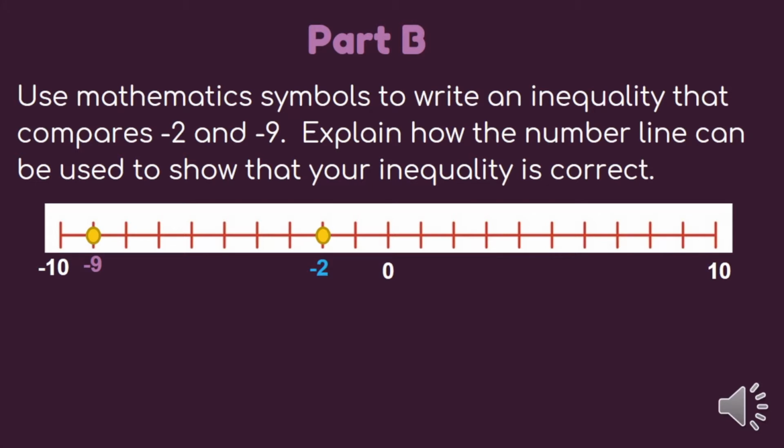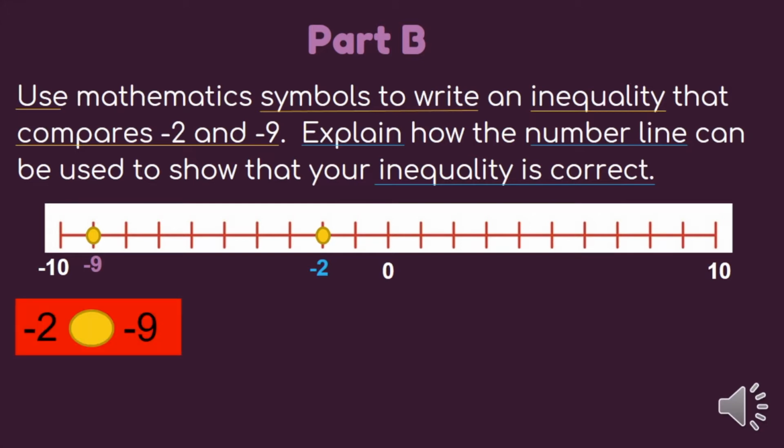Part B says, use mathematic symbols to write an inequality that compares -2 and -9. Explain how the number line can be used to show that your inequality is correct. Let's look at what this is asking us to do. I'm going to underline some important words that will help me. So, we're going to write an inequality. To determine which inequality symbol to use, we need to think about which number is greater, -2 or -9.